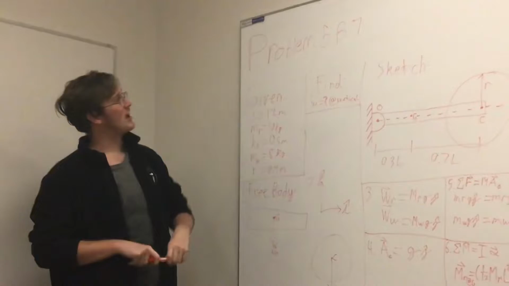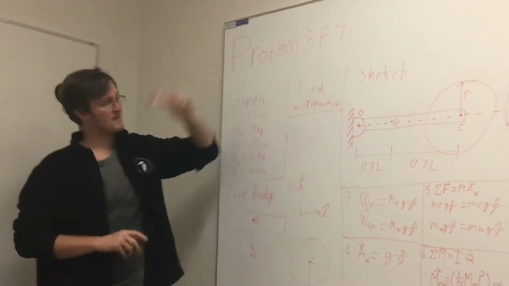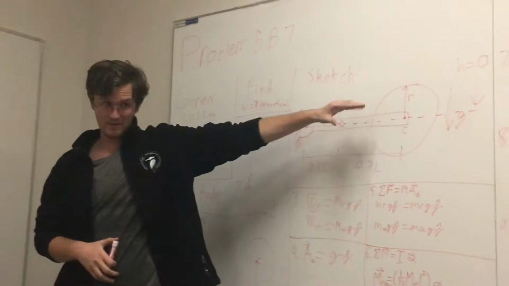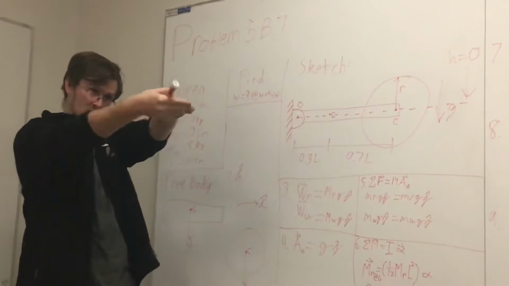So today we're covering problem 5.B.7. This problem is pretty simple. It's a pin with a rod and a wheel attached to it, basically hanging over nothing as you hold it steady.